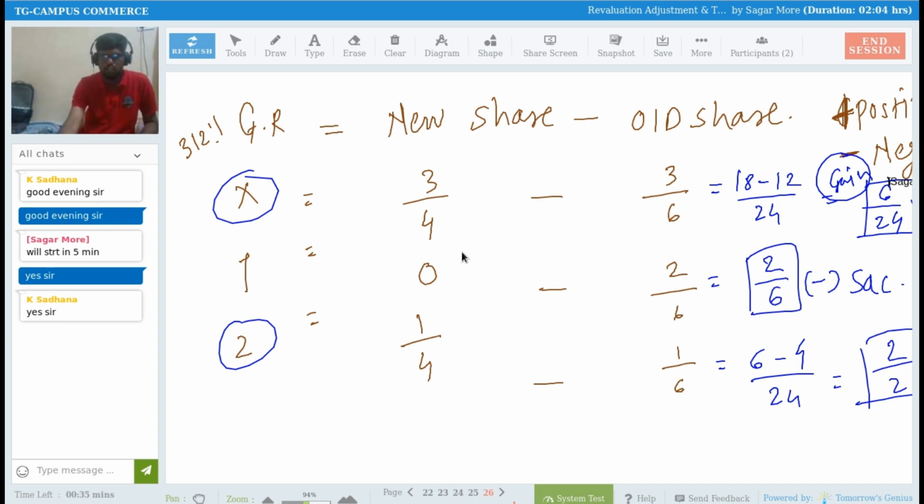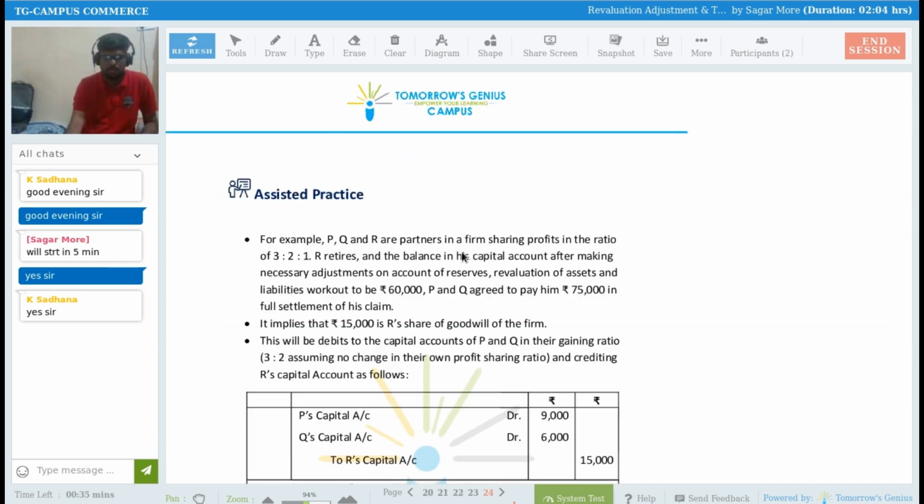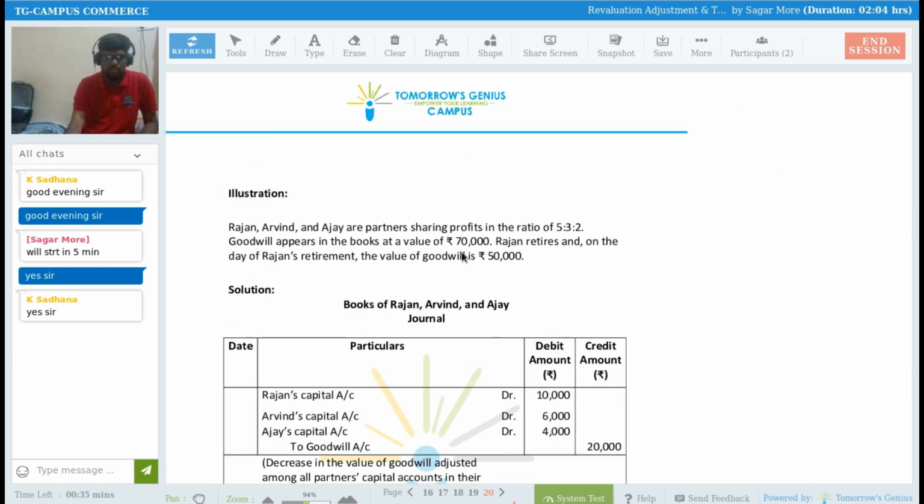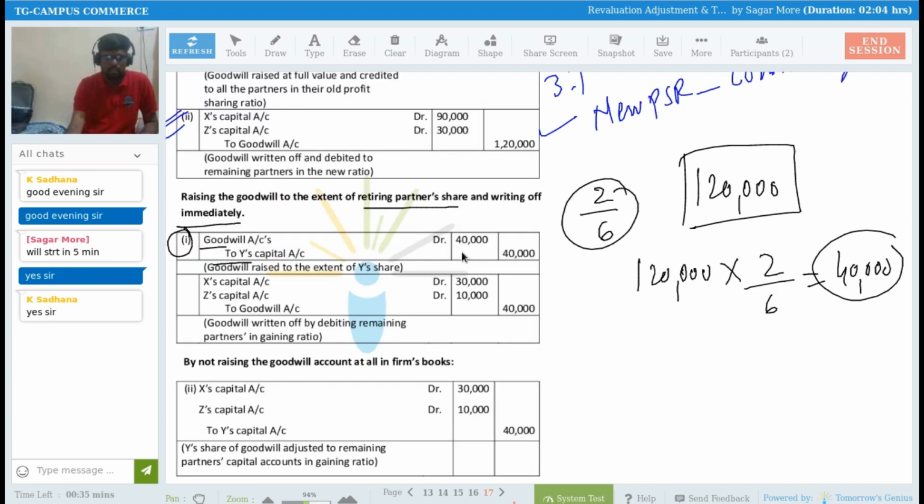You have to see the numerator. If you see the numerators 6 and 2, yes, 3:1 is the answer, right, Dhanushri? So you have to write it off between partners X and Z in the ratio of 3:1. Yes, Dhanushri, understood or not? Yes, sir, understood, sir. Okay.